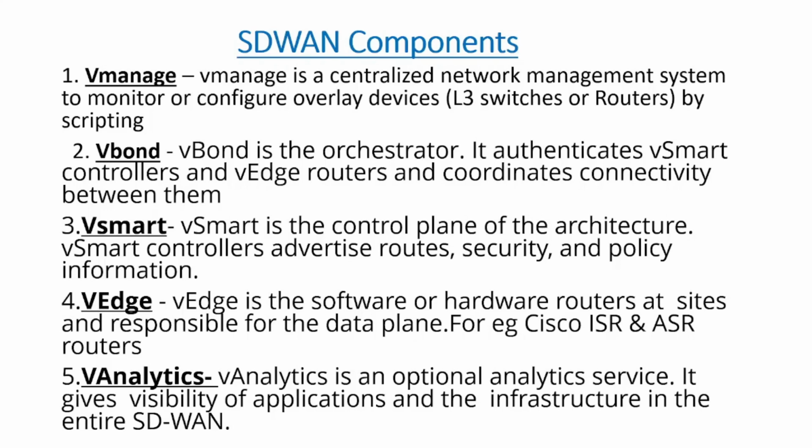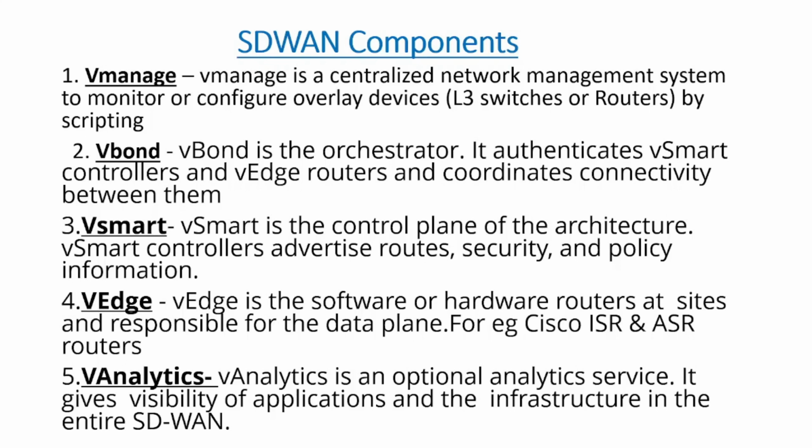vSmart is the control plane of the architecture. All the routing protocols and routing functions are done on the vSmart controller, and vSmart controllers advertise route, security, and policy information. They are high-end routers at the ISP level. vEdge is also a router. vEdge is the software or hardware router at the customer sites, the customer device router, and it is responsible for the data plane, for data forwarding. For example, the Cisco ISR and ASR routers or Cisco Viptela routers are vEdge.